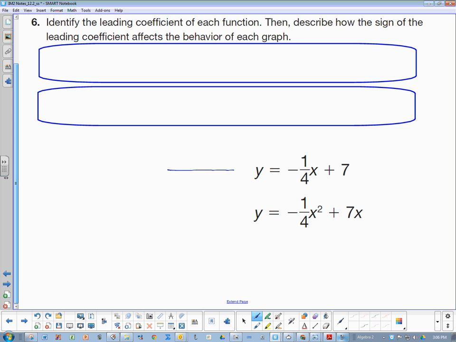Let's talk about this first one. This leading coefficient. So the LC, leading coefficient, is equal to negative 1/4. All right, negative 1/4. And what does this really tell us? This tells us, for this linear function, it's the slope. And it also tells us that since it's negative, it's going to be going down to the right.